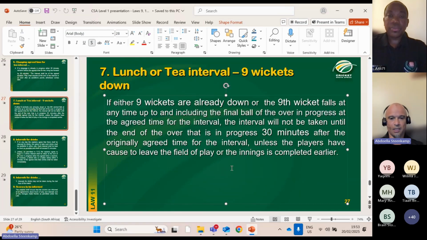So just to summarize and to answer your question, any ball leading up even to that final ball of that over, if we take the 9th wicket on the 6th ball of that over, we cannot take lunch. The 11th batter needs to come in. Because the side is 9 down, we will play a max of 30 minutes extra. Over, Tom.